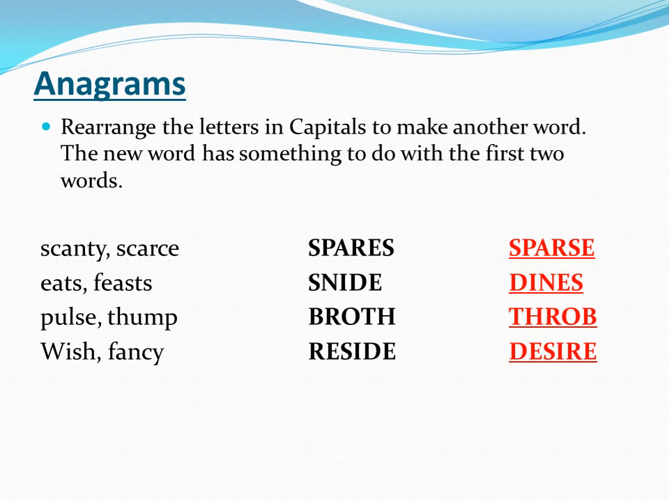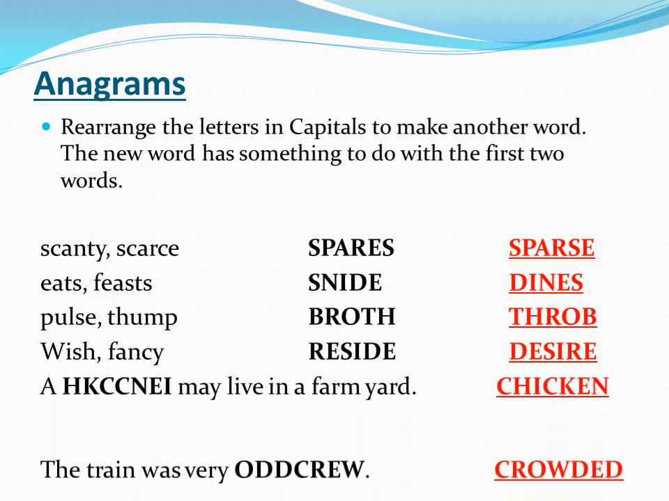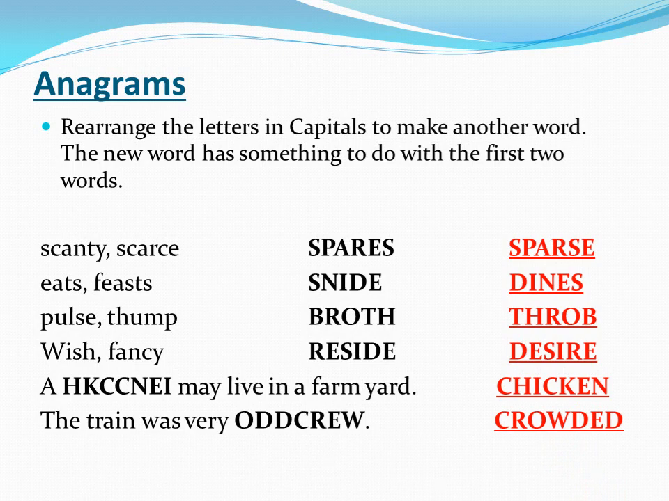Sometimes you could also be given anagrams in a sentence form. So in these types of sentences, the word you make makes sense in the context of the sentence given. So for this one, we can say a chicken may live in a farmyard. The next one, the train was very crowded.